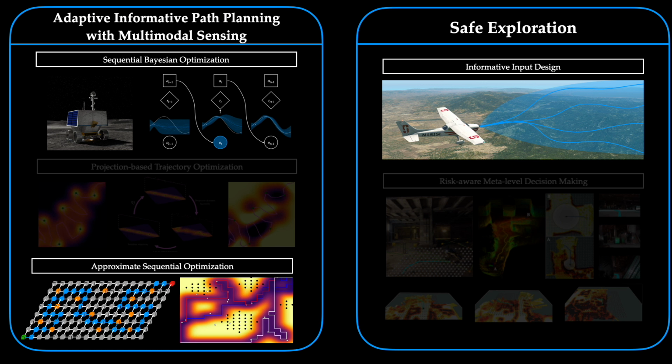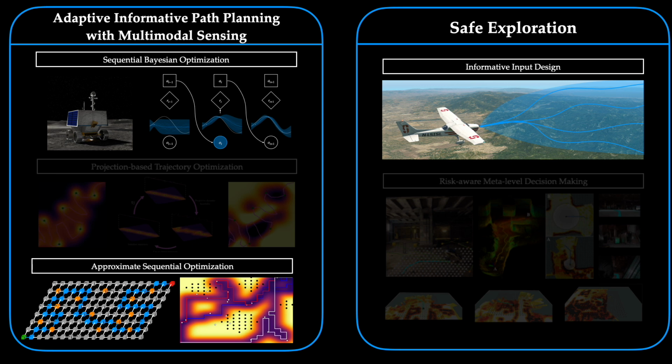The other theme here is on safe exploration. And so the one contribution we'll talk about there is in informative input design. And that's related to that case where we have a model of some system and we're trying to take these actions to reduce our uncertainty about that system model.